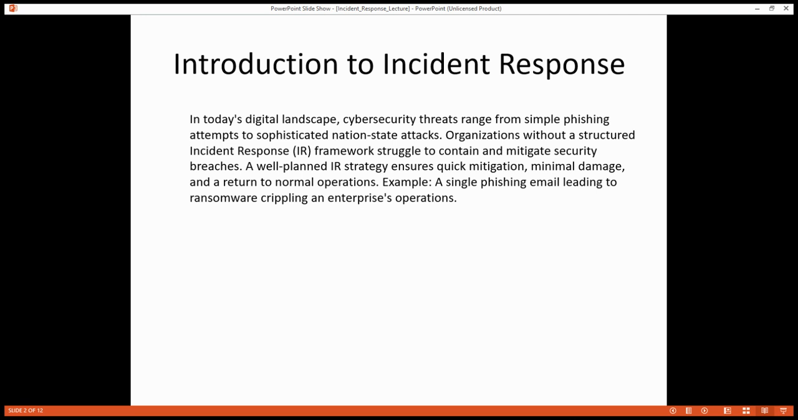Example: a single phishing email leading to ransomware crippling an enterprise's operations.